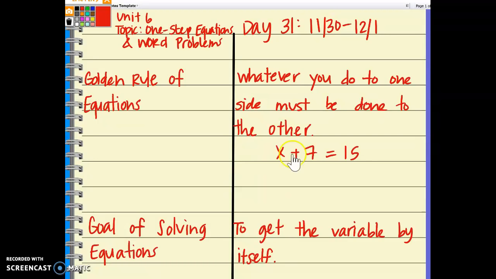So for example, x plus 7 equals 15. You can draw a line through the equal sign. We'll get rid of 7 by subtracting 7. Whatever we do to one side must be done to the other, so we'll subtract 7 over here also. That's what that means. The goal of solving equations is to get the variable by itself. So if you look at the previous example, we were trying to get x by itself.